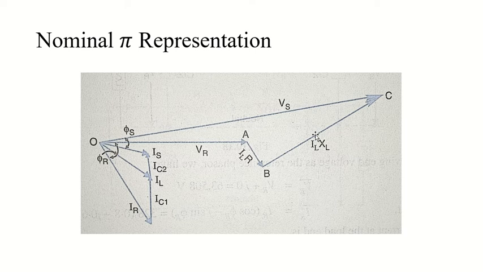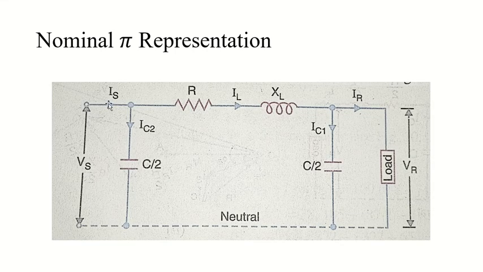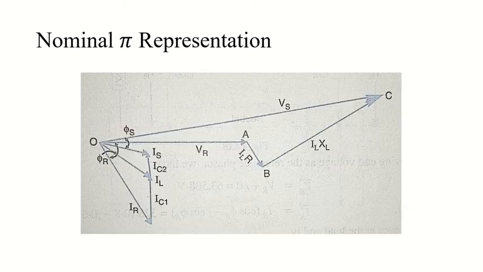Then the charging current IC2 will lead my VS by 90 degrees because of the capacitor, and therefore the sending end current IS is a phasor sum of which two this time? It will be IL plus IC2, right? How do you know that? Come here, what is IS? IS is coming in, IC2 and IL are going out. So IS will be the phasor sum of IC2 and IL this time.